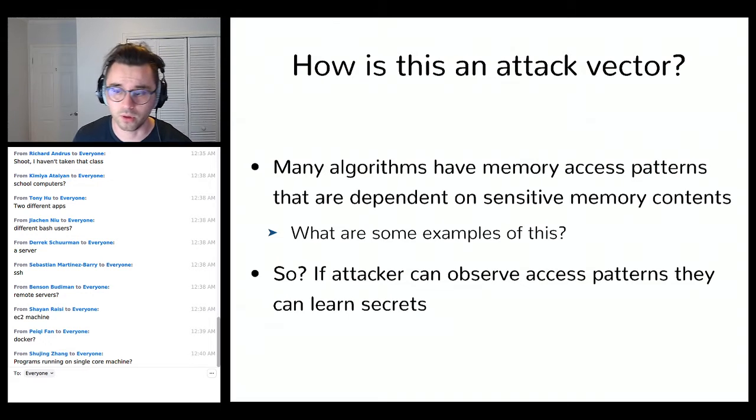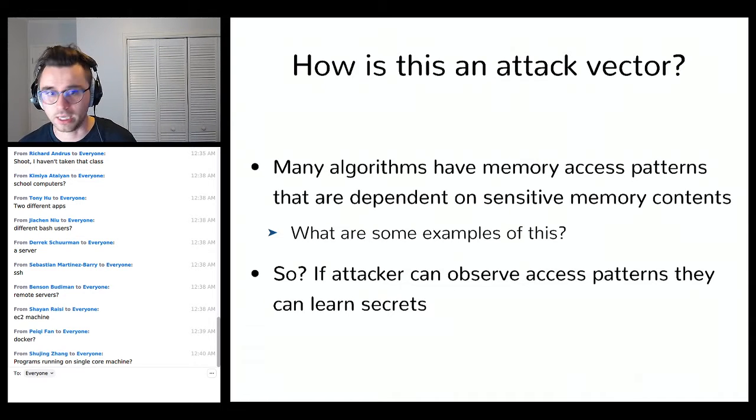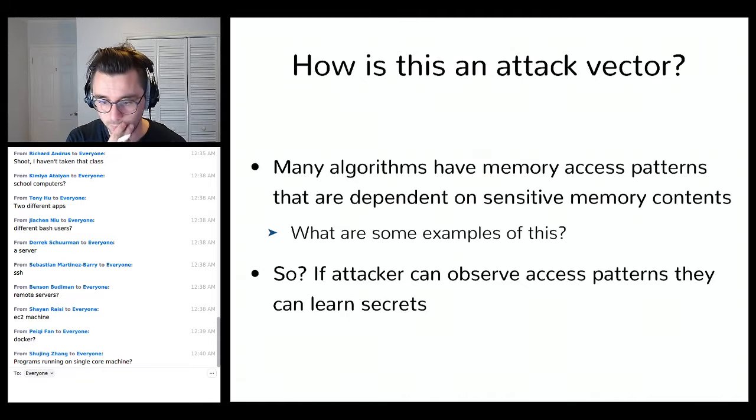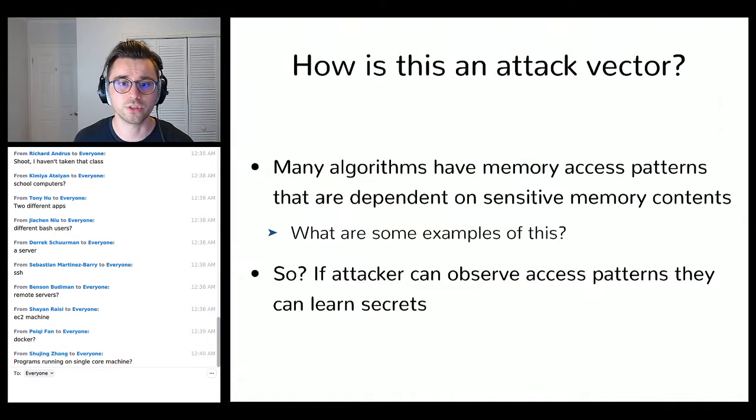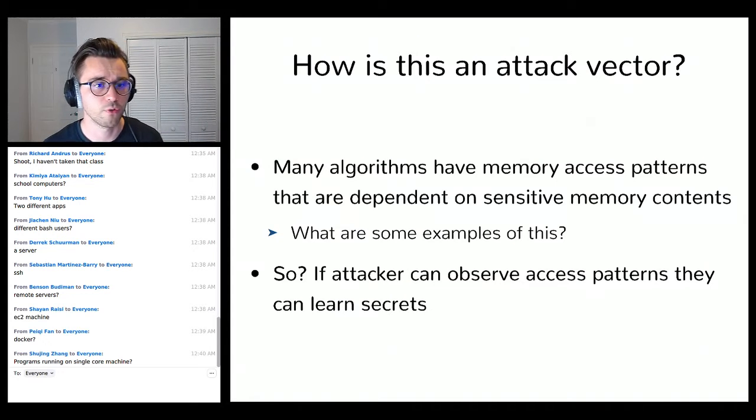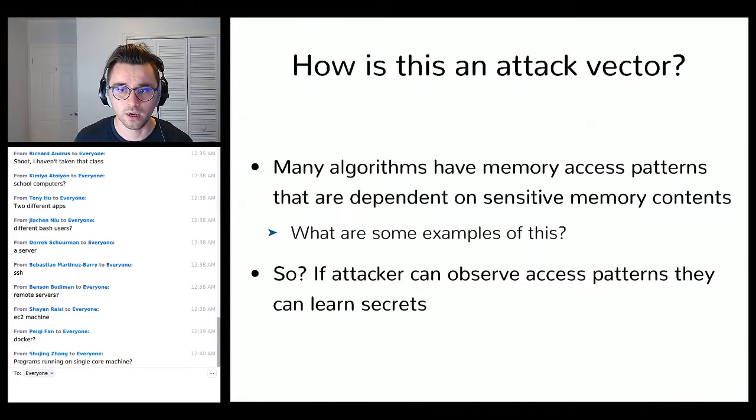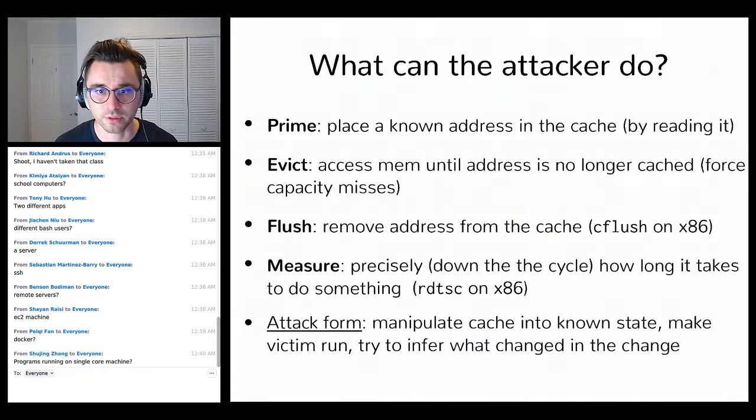So one example of this is poorly implemented cryptography. We'll see how we implement crypto for real, but for many years, we'd have encryption and decryption algorithms that would depend on secrets, and they'd access memory based on secrets, right? And if I, as the attacker, can observe these access patterns by essentially just observing what the victim is doing to the cache, then I can infer information about those secrets. And we'll see how to do this.